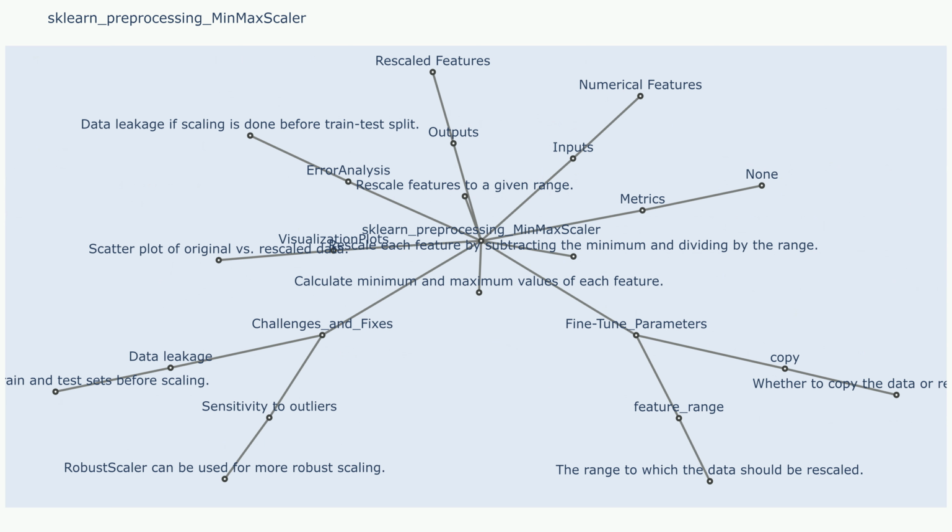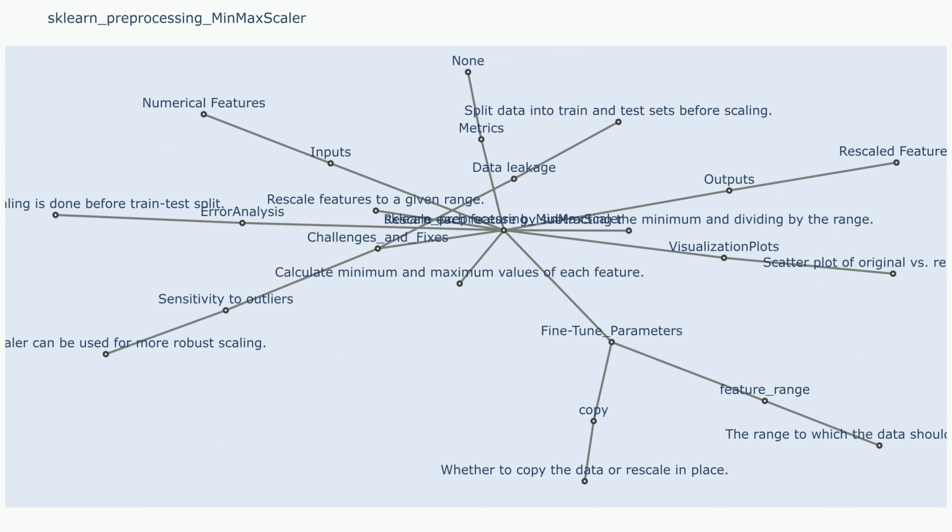Metrics. Metric 1. Explain in detail. There are no specific metrics directly associated with the min-max scaler itself. However, the effectiveness of min-max scaler is evaluated indirectly through the performance of the machine learning model that uses the scaled data.